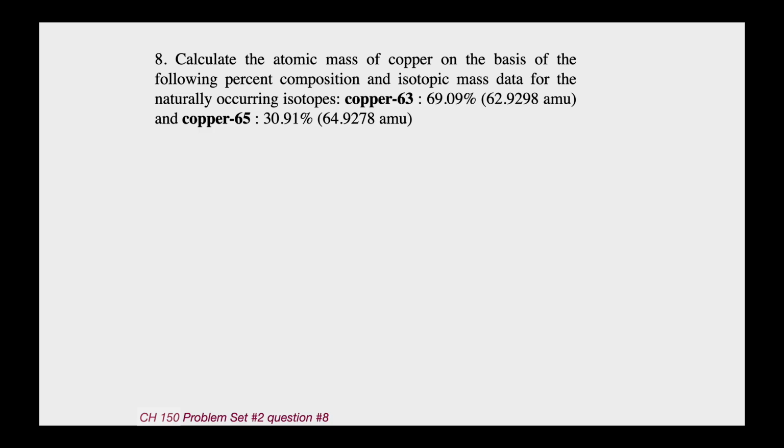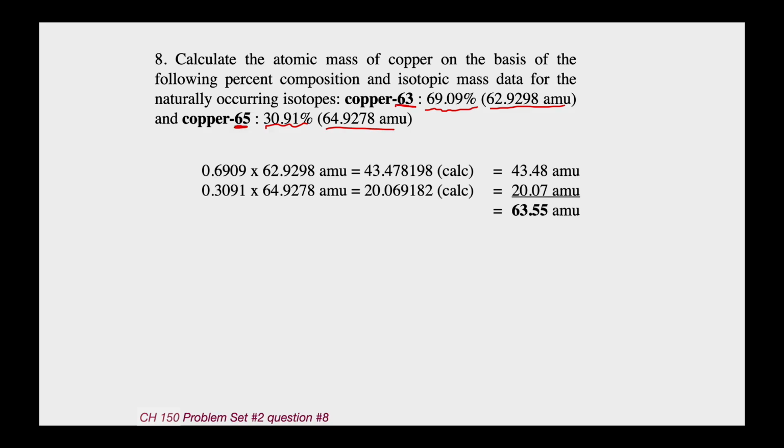Now, if you look at the periodic table, copper is 63.546. So 63.5 is closer to 63 than it is to 65. But this process we're going to use here is how they do it. And in statistics, we want to take the decimal version of these percentages and multiply it by the masses. And then we'll add those two together to figure out what the average mass is, which is really what the atomic mass is.